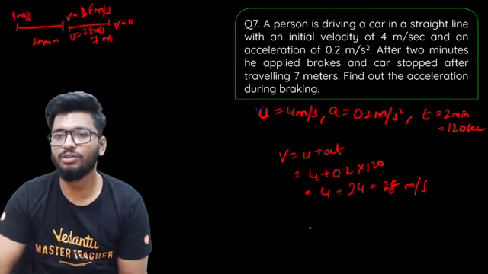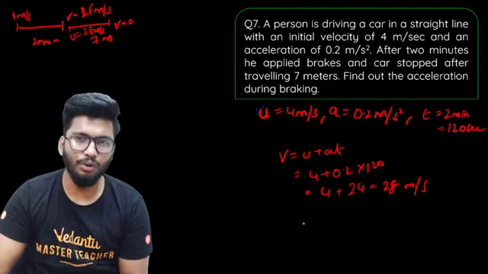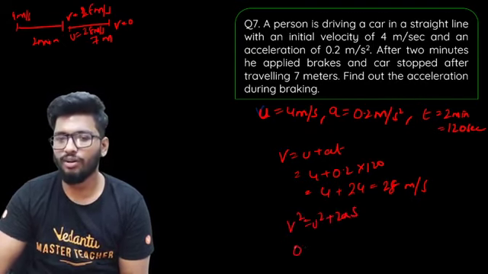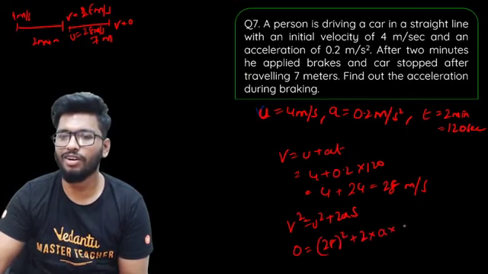Which equation shall you use? Because you have to find out the acceleration. You don't know the time taken, you know the distance. So I'm going to use the third equation of motion. v square is equal to u square plus 2as. So v square is equal to 0. u square is nothing but 28 square plus 2 into acceleration, which is what you're supposed to find out.